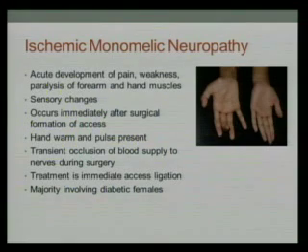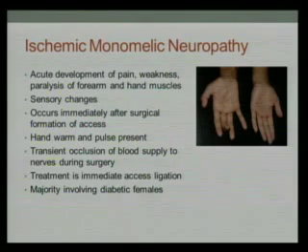So that's a completely different treatment. Ischemic monomelic neuropathy is an acute development of pain, weakness, paralysis immediately during and after surgery. A lot of times there'll be sensory changes, and essentially you'll have a warm hand with the pulse, but the hand will be neurologically compromised. And that is because during surgery, there's been a change to the blood supply to the nerves. So it's ischemic nerves, and it's limited to the nerves. The treatment is immediate access ligation. And most of these cases involve diabetic females. They have just a paralysis of that hand.